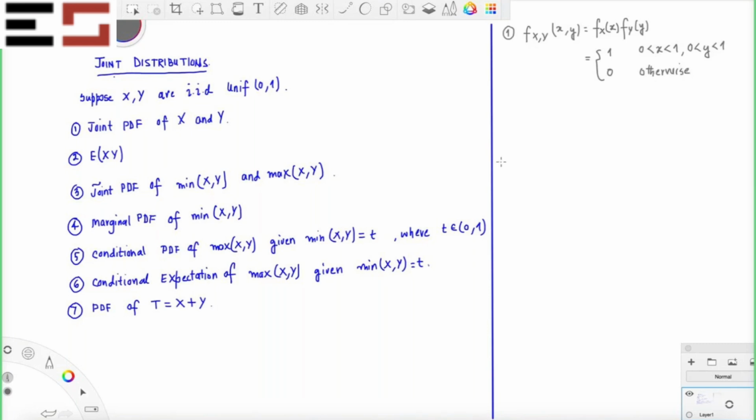Is that okay? For question number 2, either you can use two-dimensional LOTUS, or you can use the fact that X and Y are independent. Since X and Y are independent, the covariance between X and Y is 0. That means expectation of XY is equal to expectation of X times expectation of Y, and then you can just simply figure out what is expectation of X, and since X and Y have the same distribution, expected value of X is equal to expected value of Y, and you will get 1/2 times 1/2, which is 1/4.